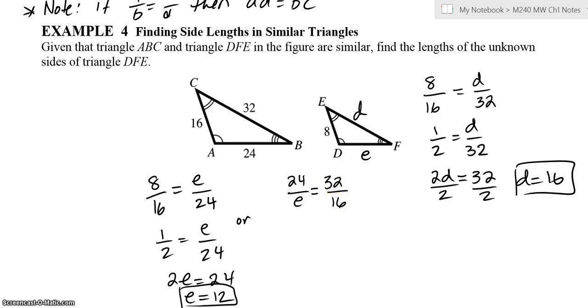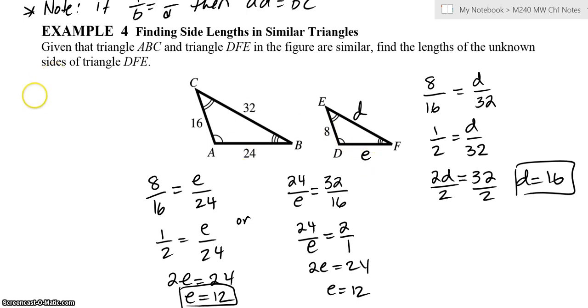But this one would work as well, because this would be 24 over e equals 2 over 1. And look at, you get the same thing. 2e equals 24. So you can see that you can use any ratio. You could even go for 16 over 24 equals 8 over e. So any ratio will do.